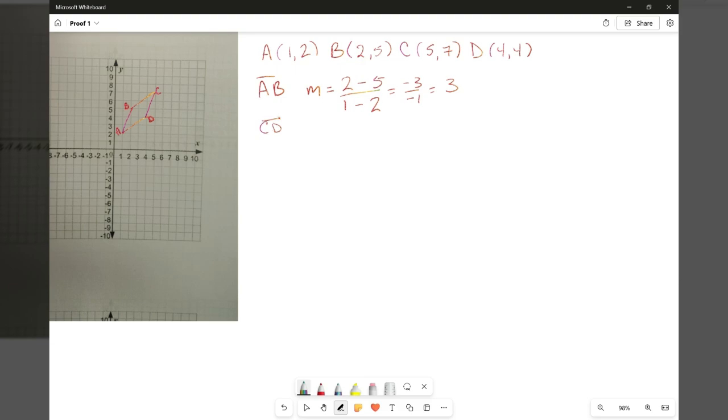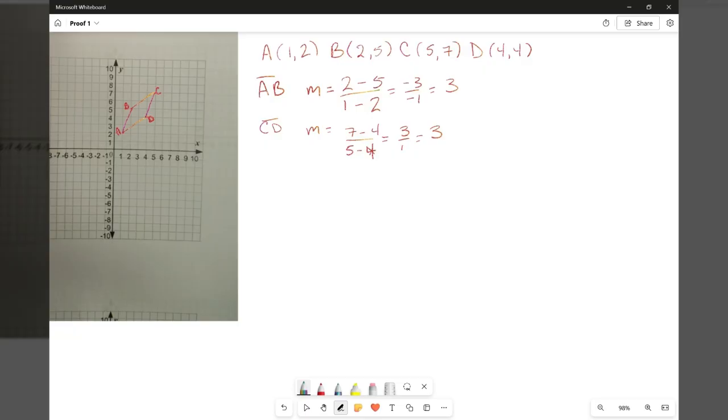So here's segment CD, and I'm going to do that one. Y values are 7 minus 4. X values are 5 minus 4. Oops, I put an X there. 5 minus 4, that is 3 over 1, which is 3. So those two are parallel.